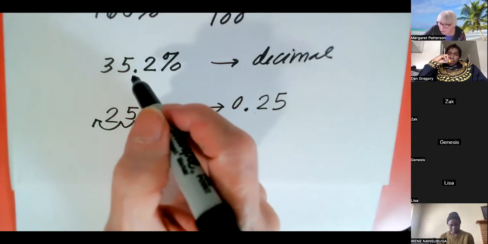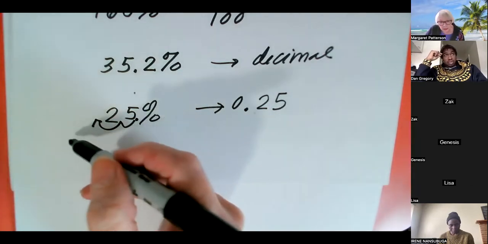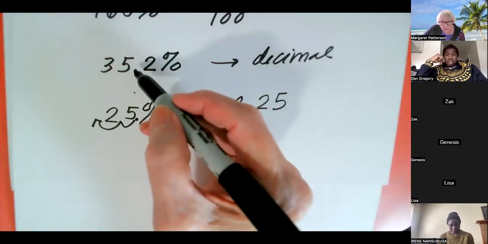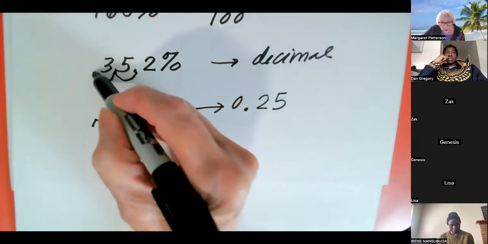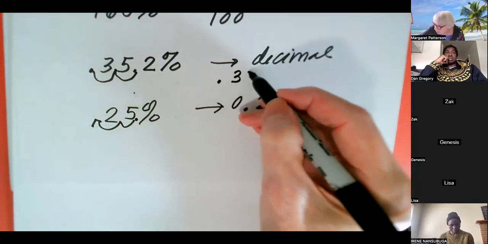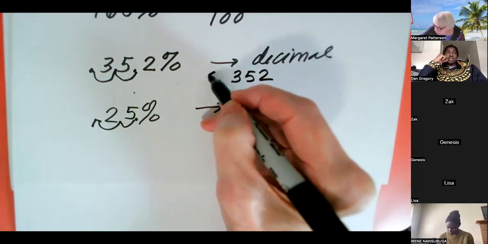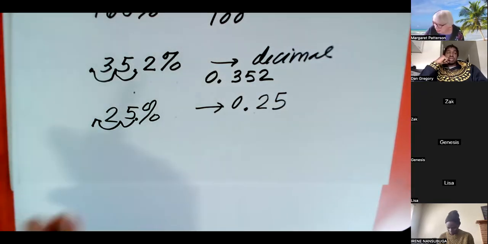352. You go the other way. Notice how we went this way, 2 places. So it's 0.35. That's right.